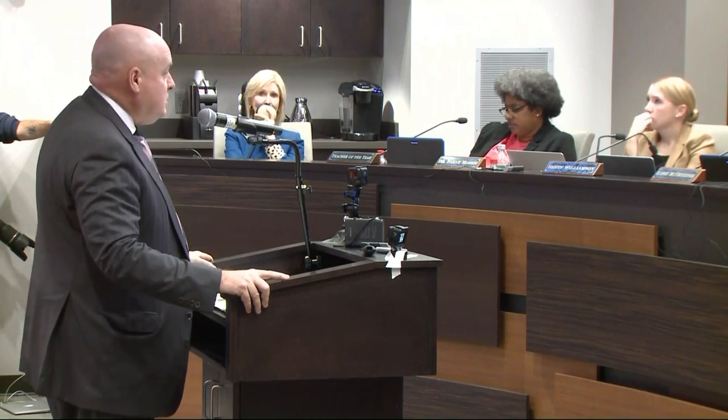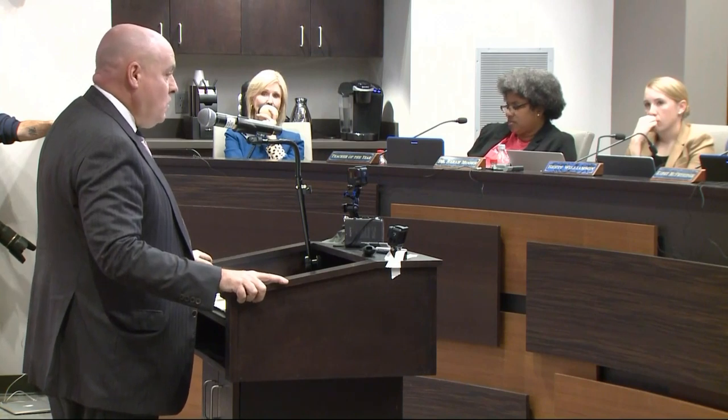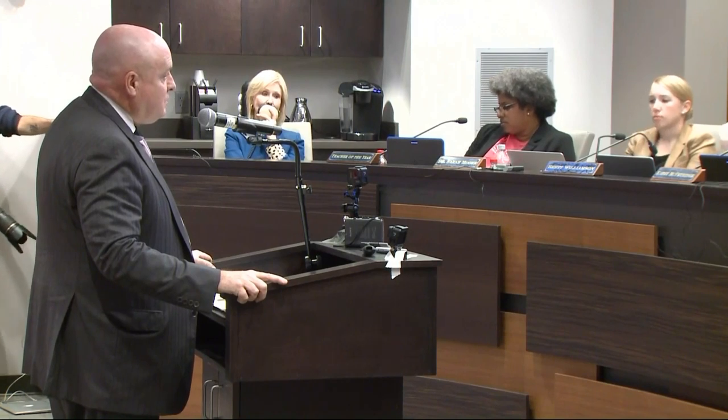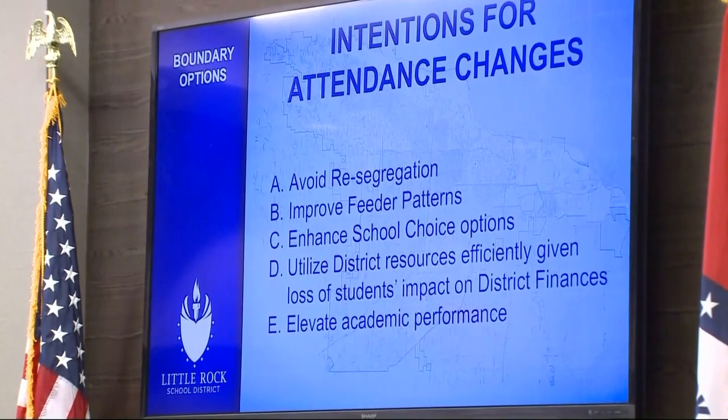If you'll advance to the next slide, the intention for any kind of attendance zone changes is that we don't want to have any form of resegregation. We want to improve feeder patterns, which is something all districts strive for, and larger districts, or even districts with growth, have a harder time trying to create feeder zone patterns. As you review this, these are all standards that we want to try to fulfill. We also want to enhance school choice options for our parents so that we have more things that make the district attractive, either to bring in families or to hold on to families.